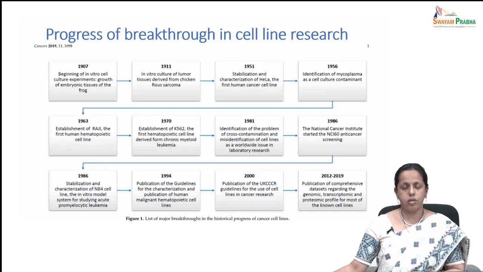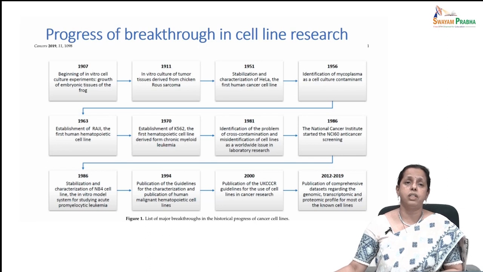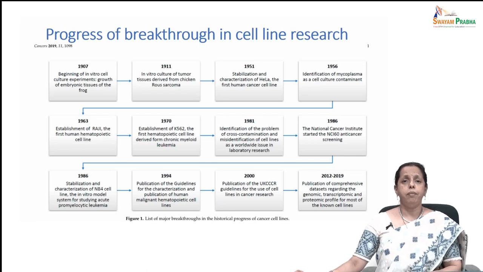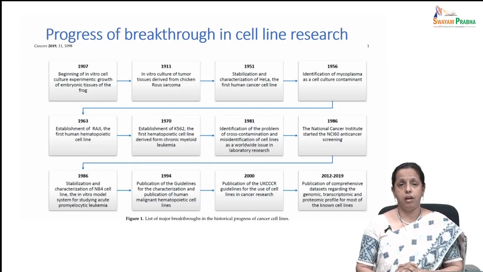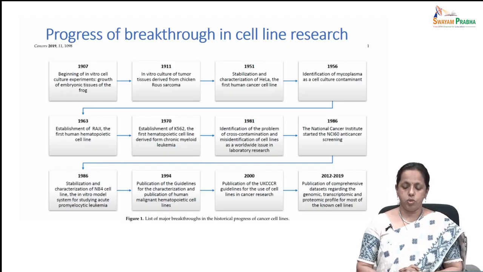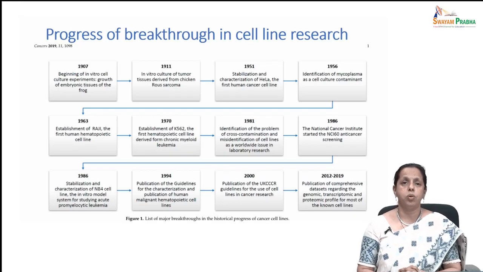As this research was extensively going on, and several groups were adding their own cell lines into the repository, there was identification of cross-contamination, that is, sometimes a HeLa was not labeled as exactly HeLa, or misidentification of cell lines, a worldwide issue. So this has become a very serious issue in the process of drug discovery.